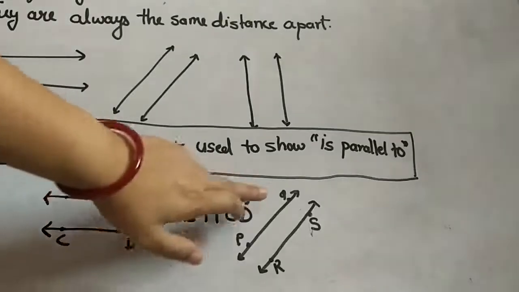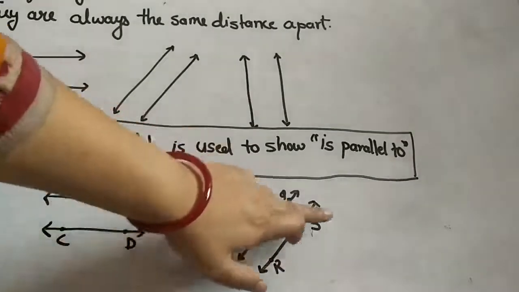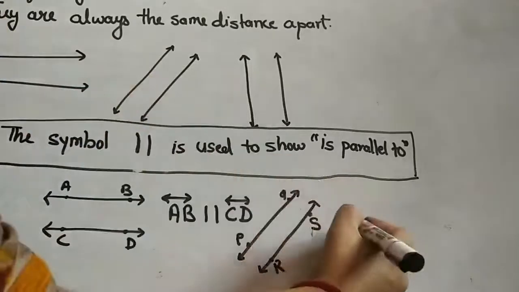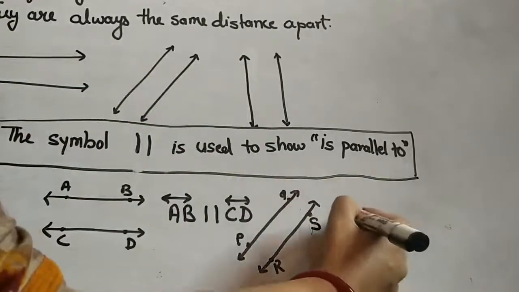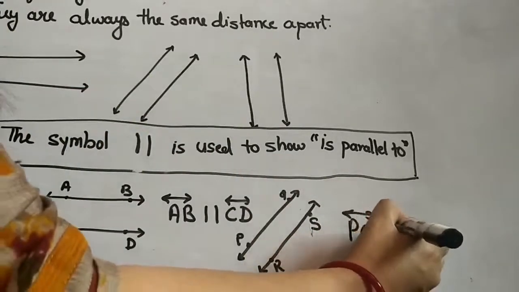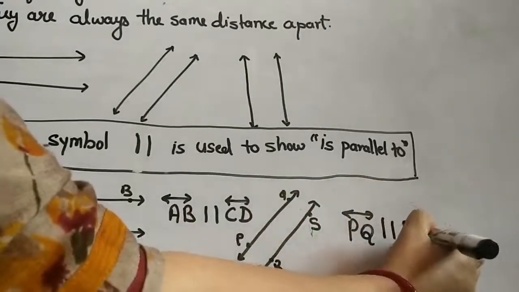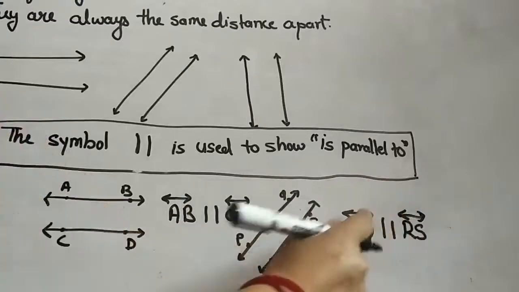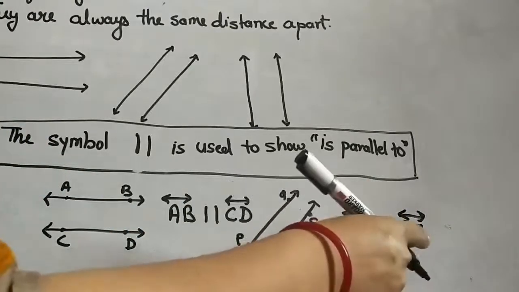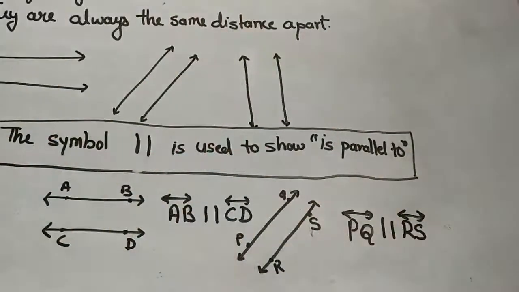In the next example, line PQ is parallel to RS. So how will we write it? We will write it as line PQ, the symbol of parallel to, and line RS. So this sentence is: line PQ is parallel to line RS.